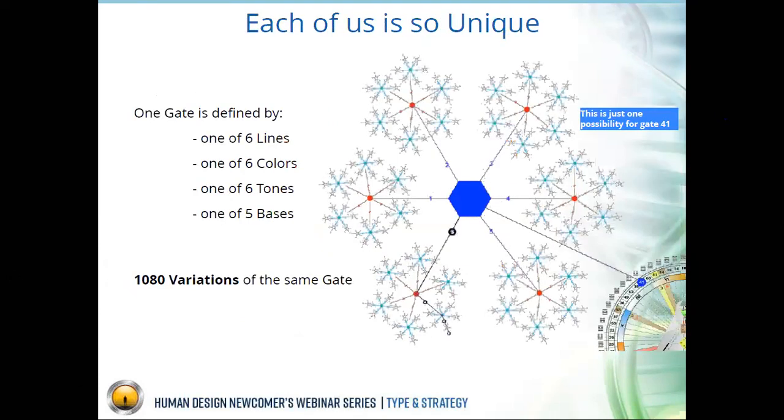Each of us is so very unique. One gate is defined by 1 of 6 lines, and 1 of 6 colors, and 1 of 6 tones, and 1 of 5 bases. So there are 1,080 variations of the same gate in your human design chart. We aren't going to go into detail during this introductory webinar, but wanted to present this to you to understand how very, very unique each of us is.